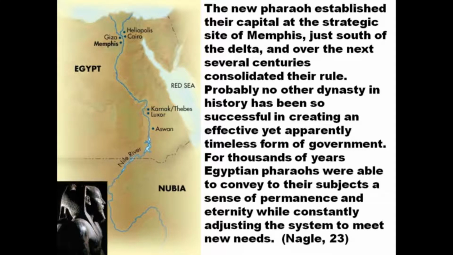The new pharaoh established their capital at the strategic site of Memphis, just south of the delta, and over the next several centuries consolidated their rule. Probably no other dynasty in history has been so successful in creating an effective, yet apparently timeless, form of government. For thousands of years, Egyptian pharaohs were able to convey in their subjects a sense of preeminence and eternity while constantly adjusting the system to meet new needs.